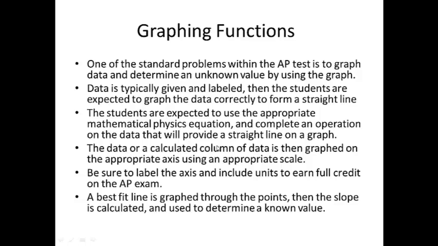Students are expected to use the appropriate mathematical physics equation, so you have to choose the right one based on the data. So you have to know your concepts and know your relationships and know which one to choose, and complete an operation on the data that will provide a straight line. The data or calculated column of the data is then graphed on the appropriate axes, X or Y, using an appropriate scale. Be sure to label the axes and include units to earn full credit on the AP exam. The best fit line is graphed through the points. Then the slope is calculated and used to determine a known value.